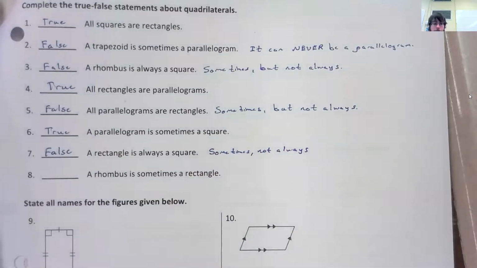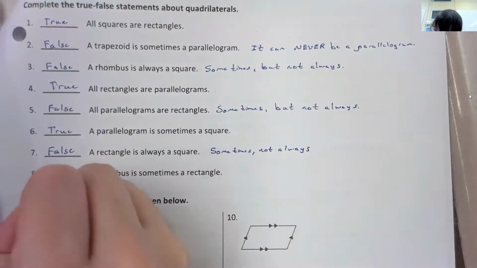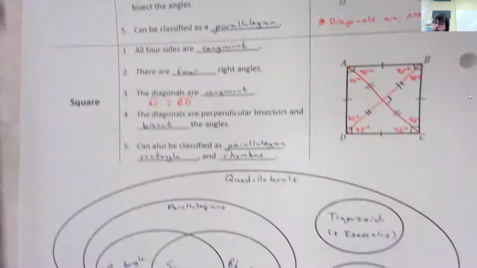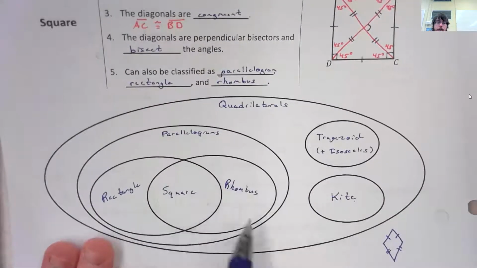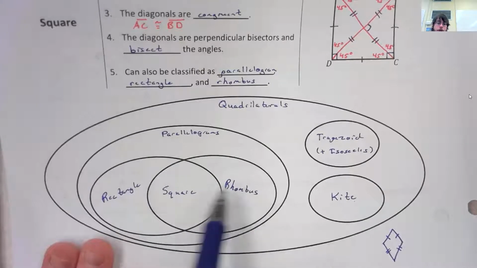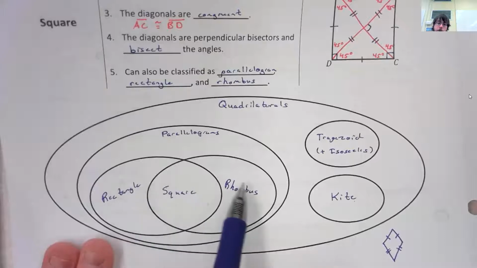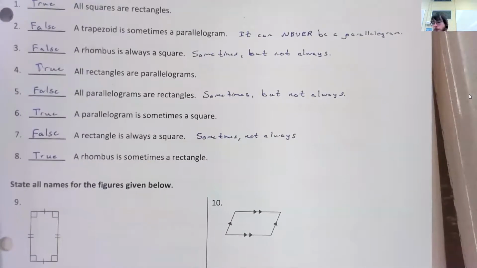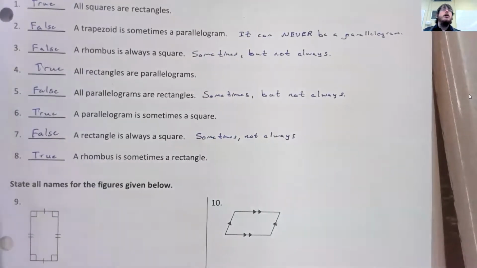And then number 8, a rhombus is sometimes a rectangle. That would be true, because if you look at your Venn diagram, you see that the rhombus circle does intersect with the rectangle circle, and in that space, if a rhombus is a square, then it's also a rectangle. So sometimes a rhombus is a rectangle. Okay? All right.